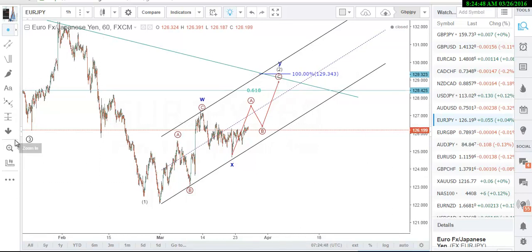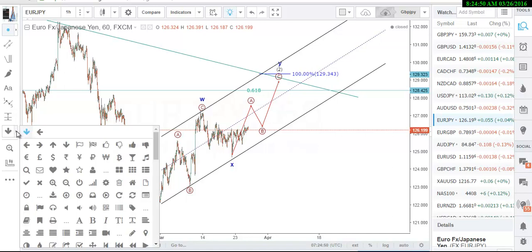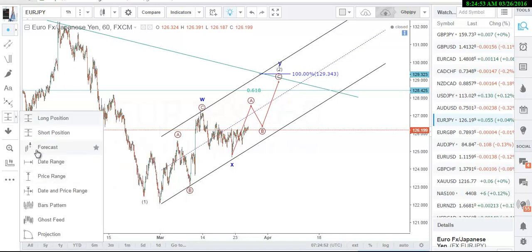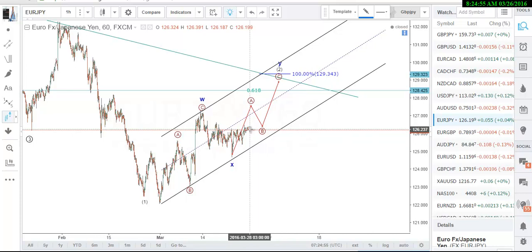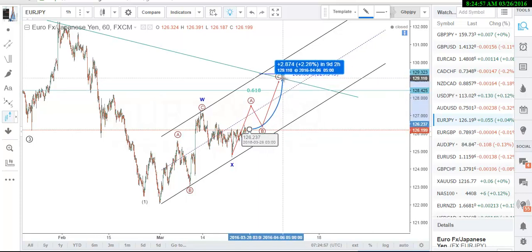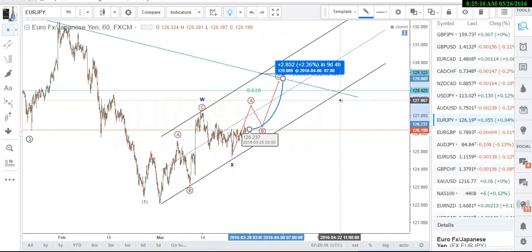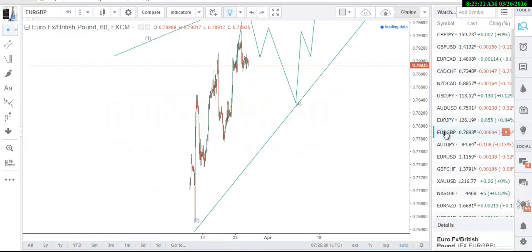So let's see how long it's likely going to take. From here down to this could actually take like 8 days, 9 days, 7, 8, 9, 10 days, that's maybe about a week or two. We'll be expecting Euro yen to rally before we now sell the rally.